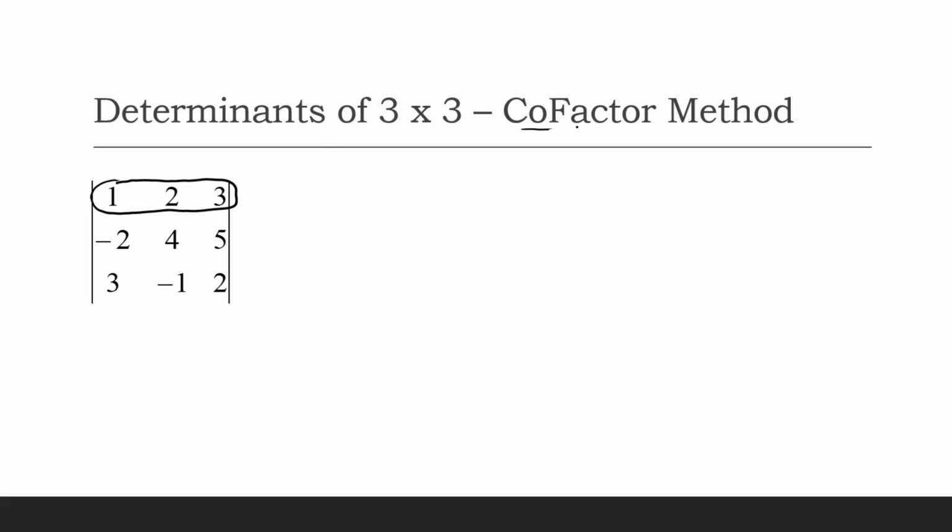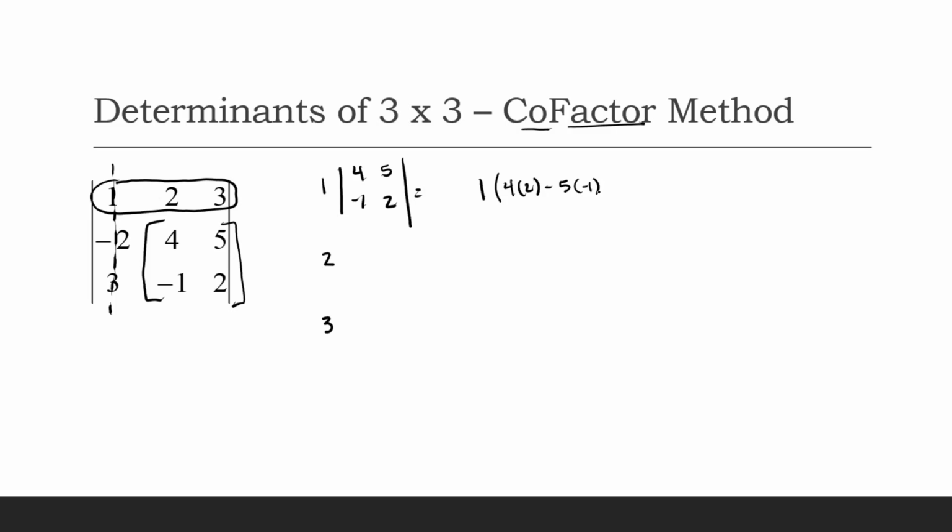And I'm going to form what we call a cofactor for each of those values. So 1, 2, and 3. Okay, so the cofactor for the 1 is formed by getting rid of that column and forming its minor matrix here. So 4, 5, -1, 2. Okay, and then I'll take the determinant of that. So that'll be 4 times 2 minus 5 times -1. So I get 1 times 8 plus 5, which is 13.